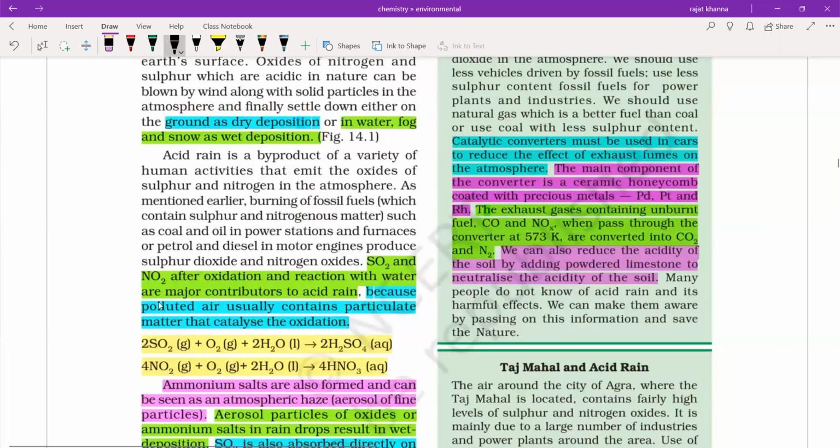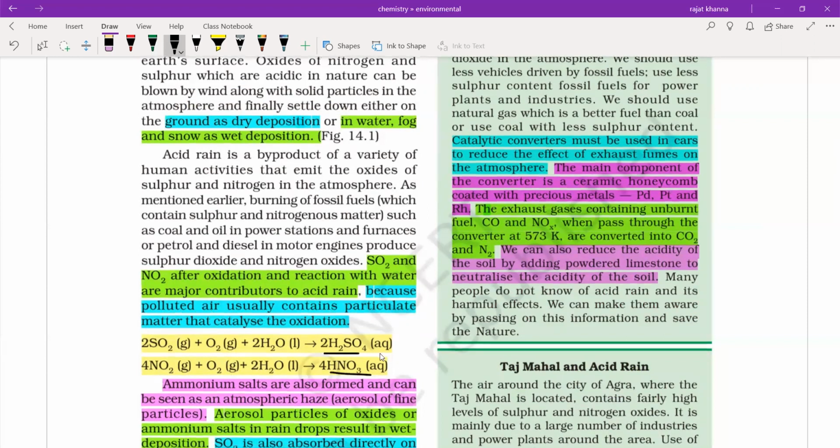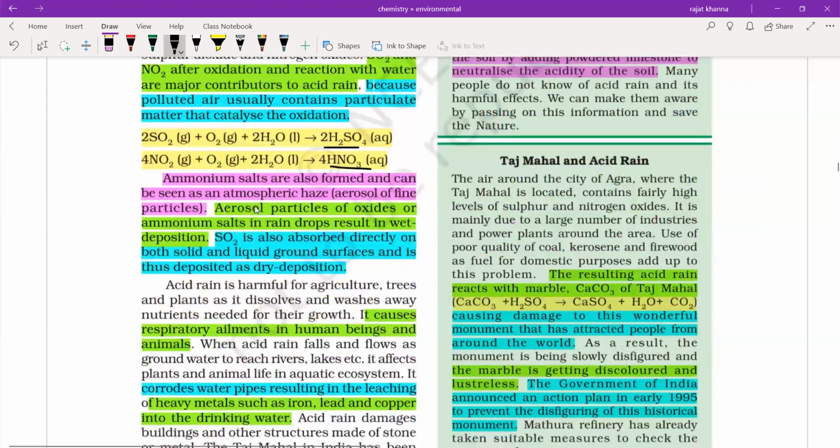Now, SO2 and NO2, after oxidation and reaction with water, are major contributors to acid rain, because polluted air usually contains particulate matter that catalyzes oxidation. SO2 oxidation forms sulfuric acid and NO2 forms nitric acid. Ammonium salt is formed and can be seen as atmospheric haze, an aerosol of particles. Aerosol particles of oxides or ammonium salts in raindrops result in wet deposition. SO2 is also absorbed directly on both solid and liquid ground surfaces and is thus deposited as dry deposition.